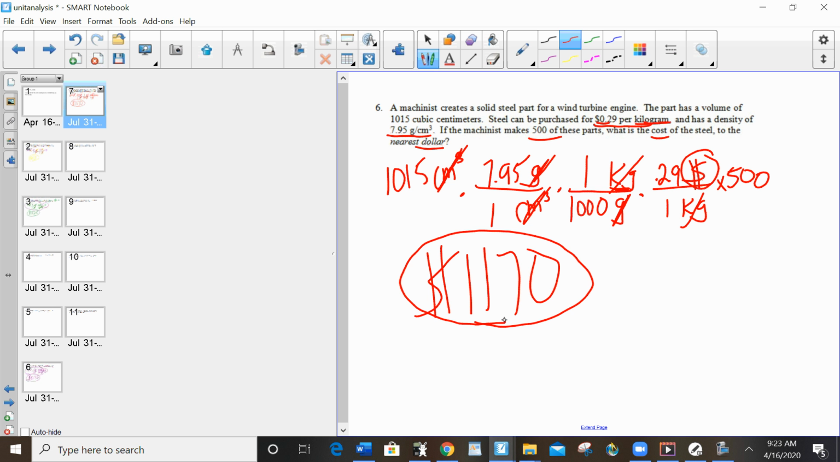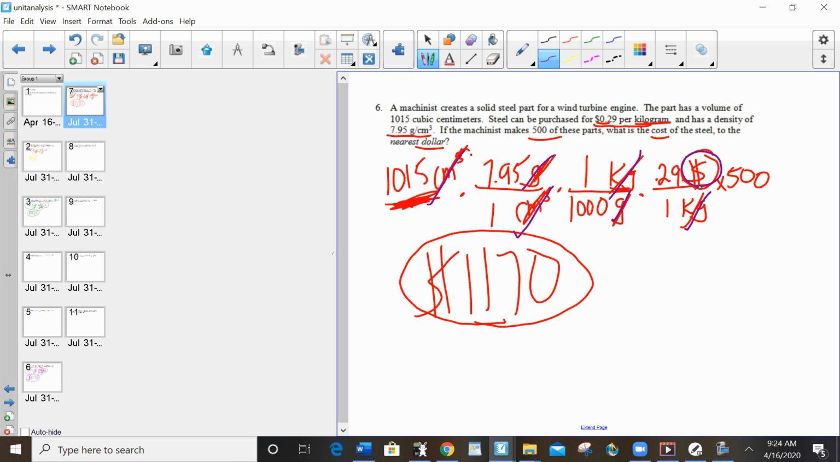So again, to do unit analysis, start with whatever piece of information they give you, usually the volume, but not necessarily. And then 1 unit at a time, start converting it. The cubic centimeters went to grams, so I did that conversion. Then I had to change my grams to kilograms, so I did that conversion. Then I had to do kilograms to money, so I did that conversion. Usually you want to end up with money, but not necessarily.